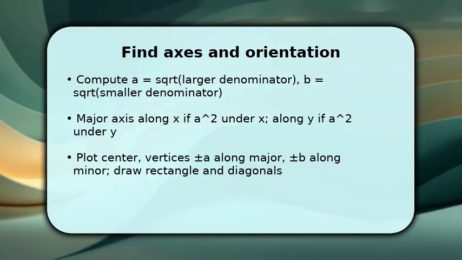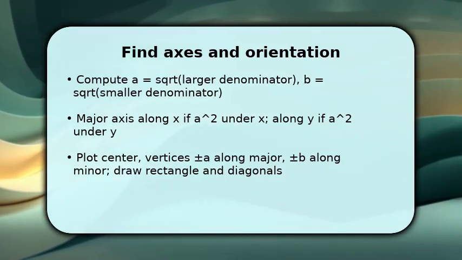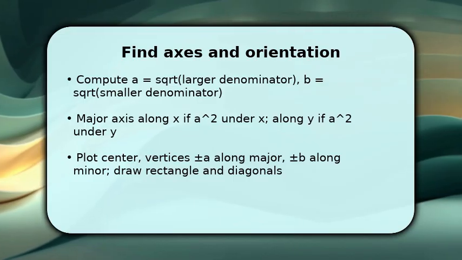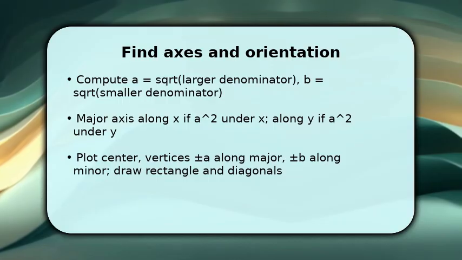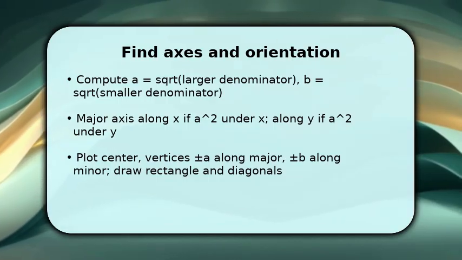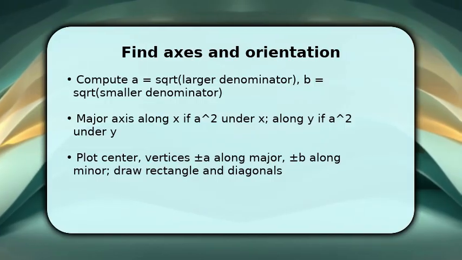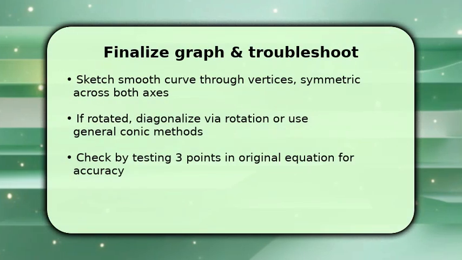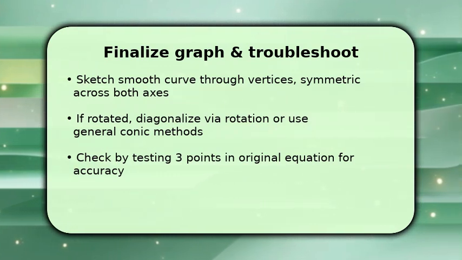Plot the center, then mark vertices at distance a along the major axis and co-vertices at distance b along the minor axis. To keep proportions accurate, draw the auxiliary rectangle using plus or minus a and plus or minus b, and sketch the ellipse tangent to its sides. To finish, draw a smooth, symmetric curve that passes through the vertices and hugs the rectangle. Make sure both halves mirror each other.